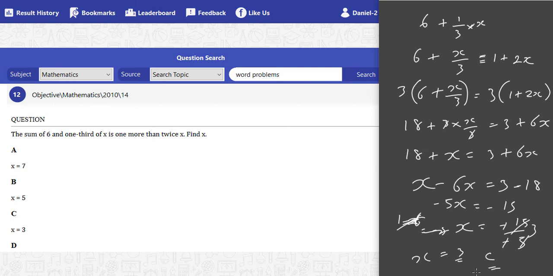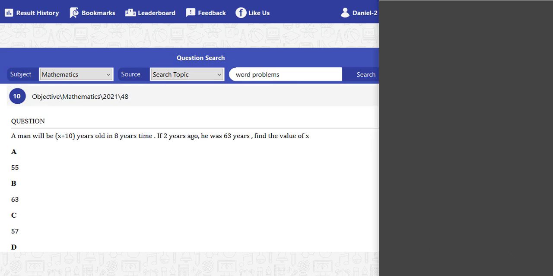So let's solve one more question. Okay, let's solve this question. That's from WAEC past question, year 2021, question number 48. The question says a man will be x plus 10 years old in 8 years time. If 2 years ago he was 63 years, find the value of x.